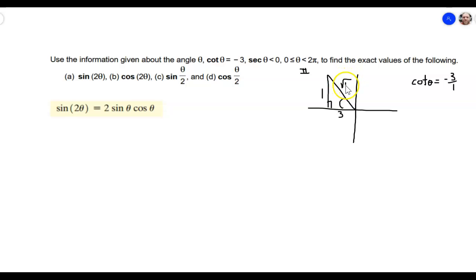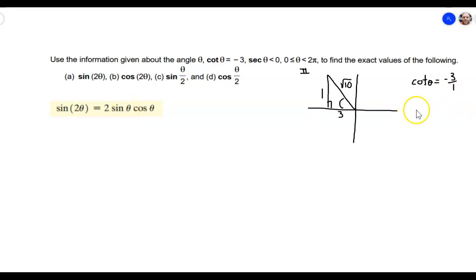Hopefully we've gotten pretty proficient with setting up our triangles using the information they give us. We've done quite a few of these already, so we can set that up. This will allow us to pretty easily solve all of the other trig functions that we're going to need. Given this triangle in the second quadrant with all three of our sides, we should be able to find all 6 trig functions.